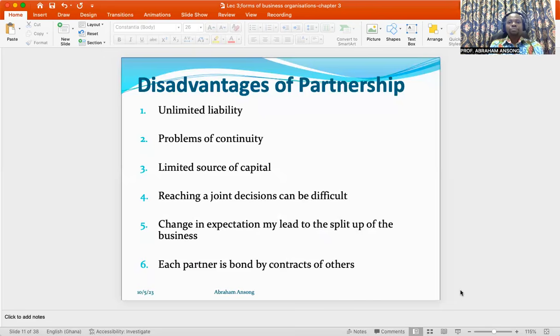Okay. Then there could be problems of continuity. Once again, if you compare it to sole proprietorship, there is a better chance for continuity than that of sole proprietorship. If you were then to compare partnership with company, you realize that when it comes to continuity, companies are better positioned to guarantee continuity compared with partnership.